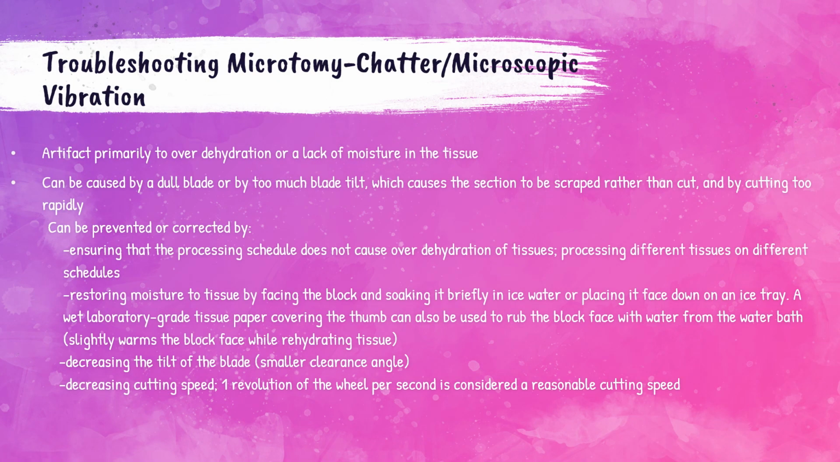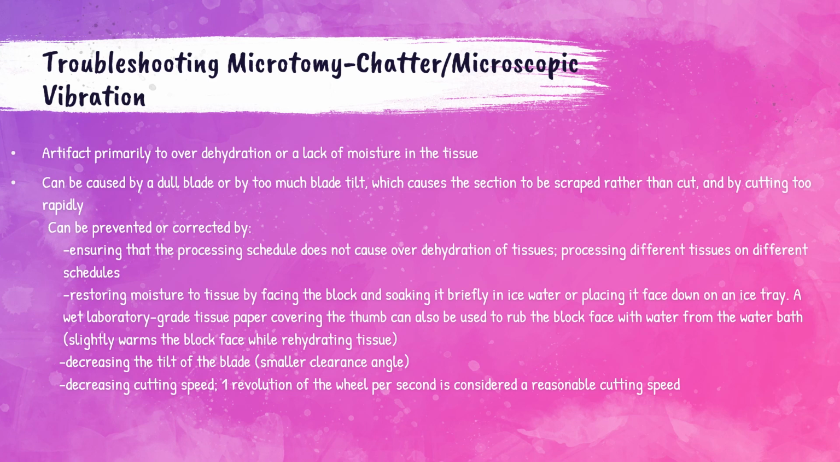Chatter or microscopic vibration is another thing that can occur with the use of a microtome. This is most frequently caused by the tissue being over dehydrated or just having a lack of moisture within that tissue. It can also be caused by a microtome blade being too dull or by having too much blade tilt. Ensuring that the tissue does not become over dehydrated is a way to prevent this from happening.